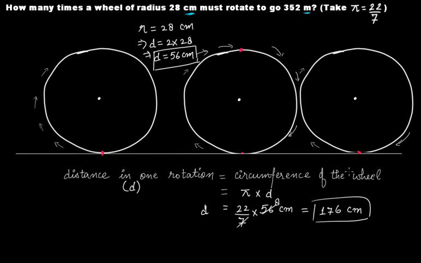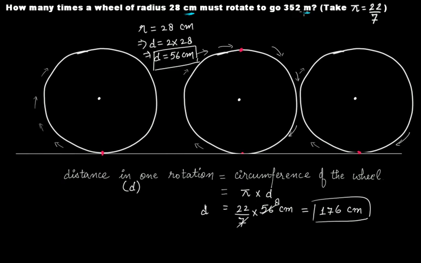It's asking how many times a wheel of this radius must rotate to go 352 meters. Now it's saying, how many times will this wheel rotate if it covers the distance of 352 meters? So if in one rotation it covers 176 centimeters, we can easily calculate the number of rotations for 352 meters.